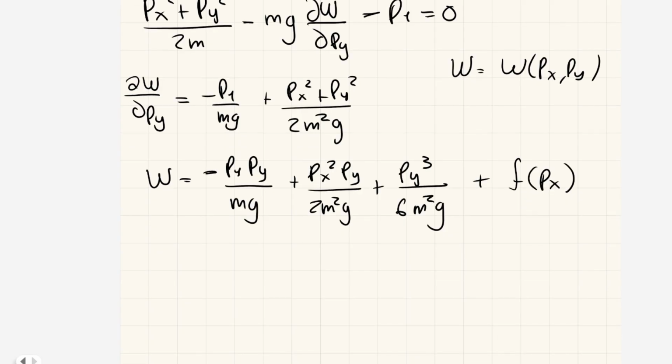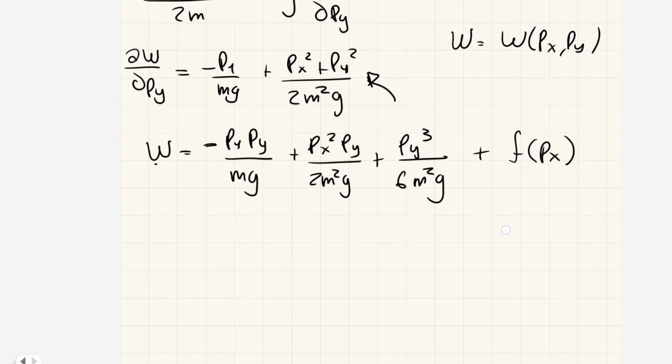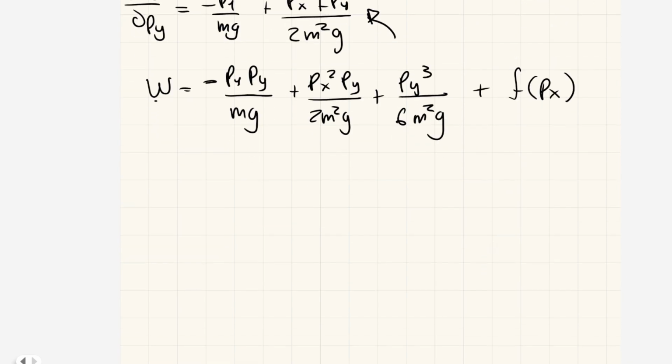So we are just taking here the partial derivative with respect to py. When we calculate that with this w that we have here, we will get this, because this function does not depend on py, so the derivative with respect to py will be equal to 0. So we need to add this function to have a complete form for w.